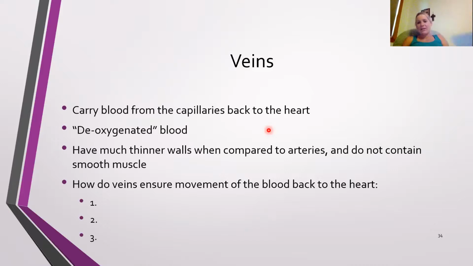Next, the veins. Again, this is the tube that's going to allow us to send blood from the capillaries back to the heart. Okay, so it's going to allow us to carry that deoxygenated blood. I have it as deoxygenated because it still has quite a bit of oxygen in it, certainly depending on what the scenario is, but we still have a decent amount of oxygen in that particular blood. These are much thinner walls in comparison to what we see in the arteries, and they do not contain any smooth muscle.